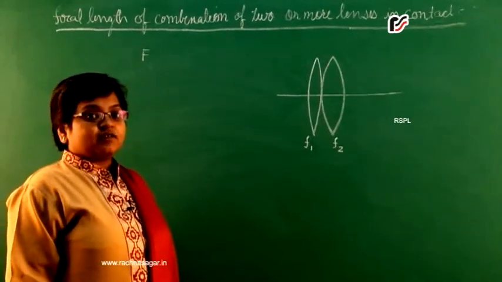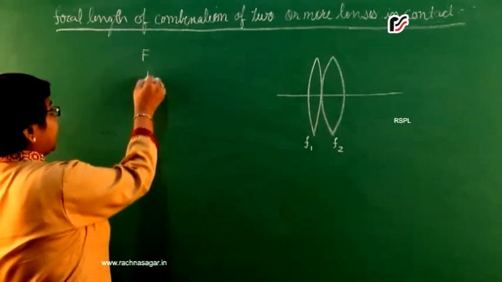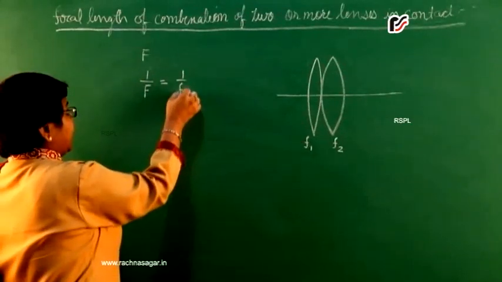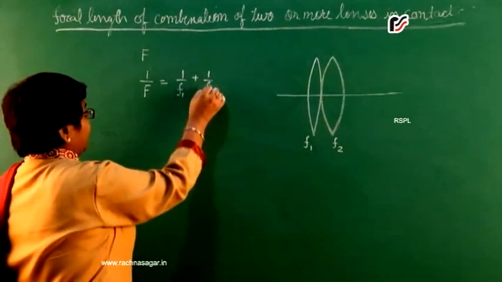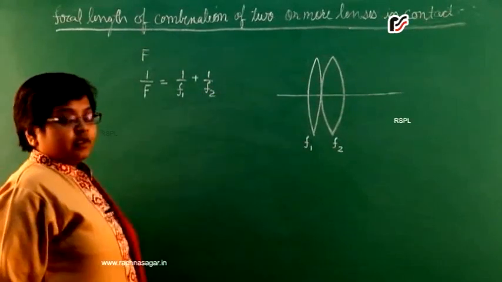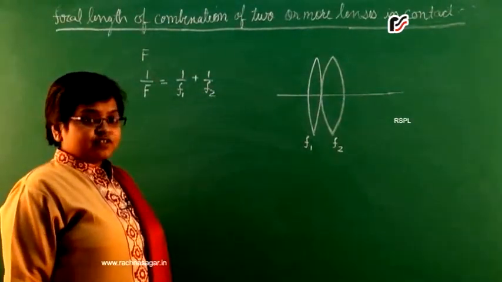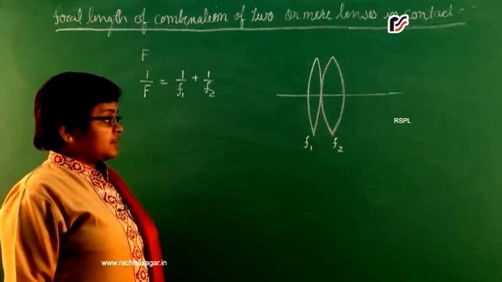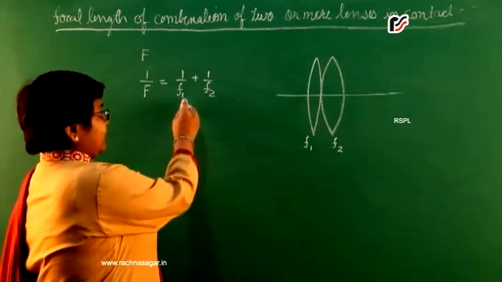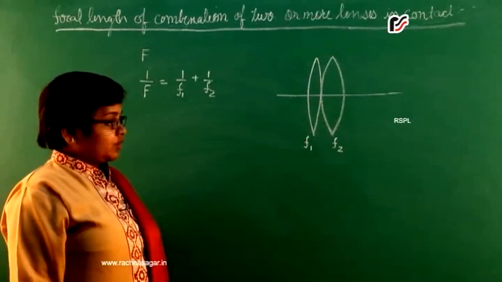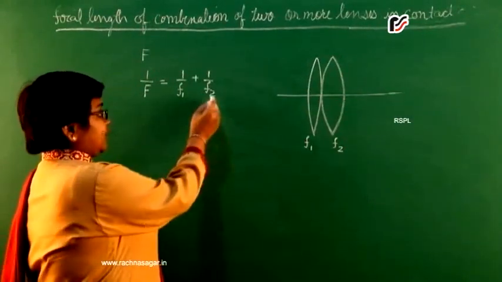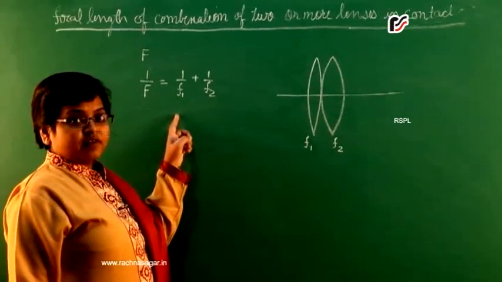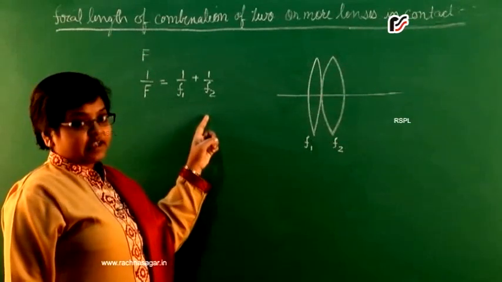The equivalent focal length of the combined lens is given by 1 by F equals 1 by F1 plus 1 by F2. Remember to use the sign conventions for the focal lengths of individual lenses, that is, if both are convex lenses, then f1 and f2 both are positive. If both are concave lenses, f1 and f2 are taken to be negative, and if the first lens is convex, f1 is positive. If the second one is concave, f2 is negative.